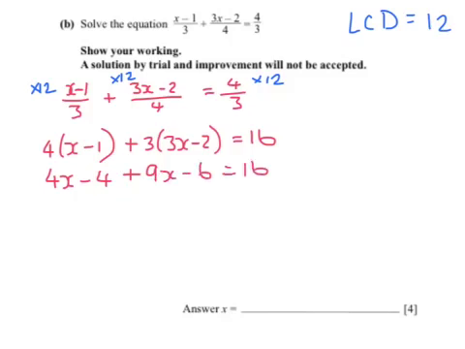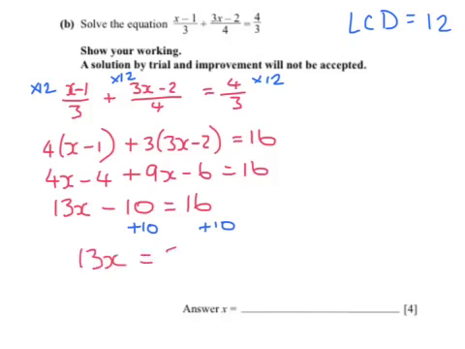And then we want to collect all of our like terms together. So we have 13x minus 10 equals 16. In essence, we're adding 10 to both sides then. And x will be 2.